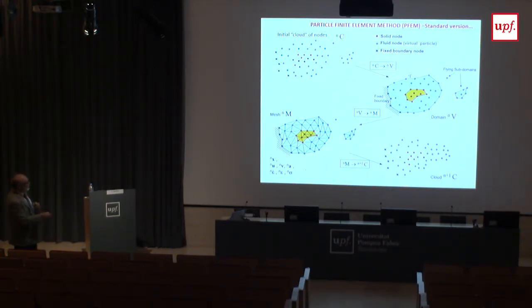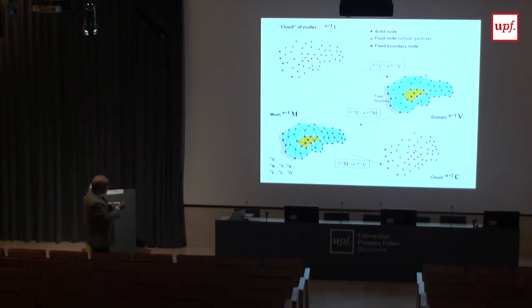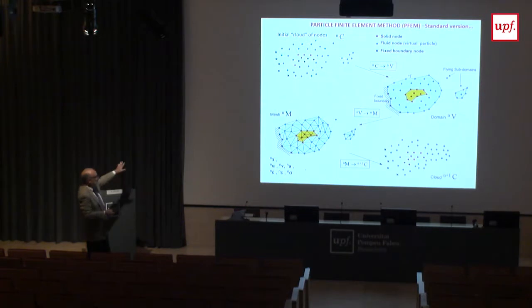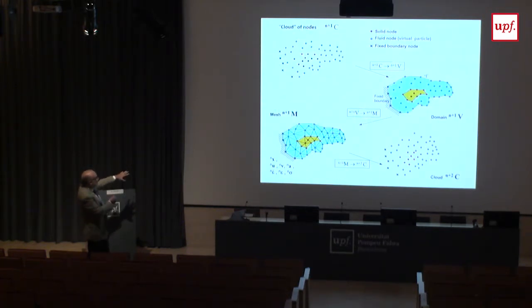You can see here we have a flying particle in a flying subdomain. Then we solve the equations. Then we move the nodes because we are Lagrangian. We move, you see? We have moved here. And then we repeat. We move, and we throw the mesh into the basket. We don't want the mesh. Here it is. Then we go back. Cloud, domain, mesh, cloud. Cloud, domain, mesh, cloud.